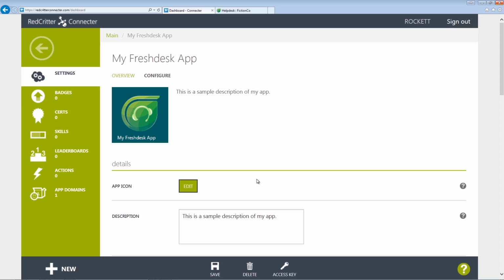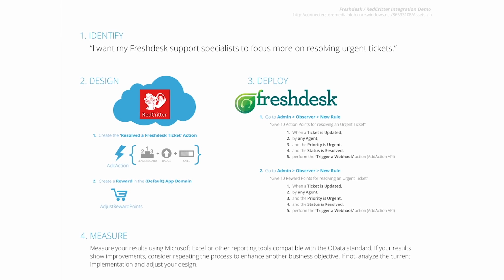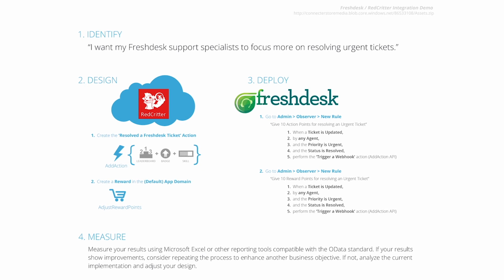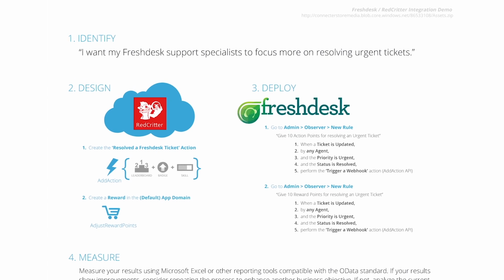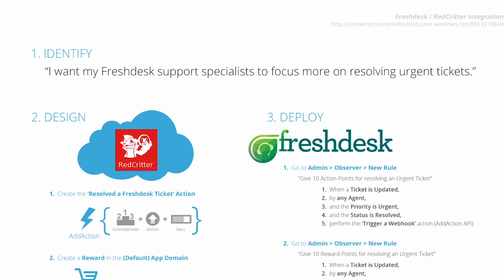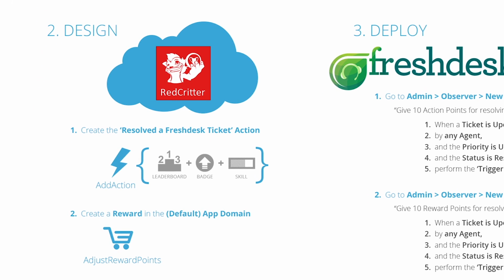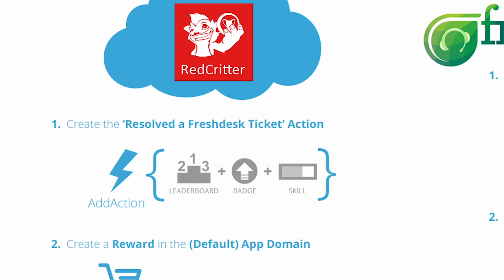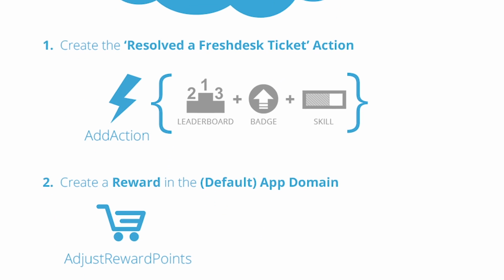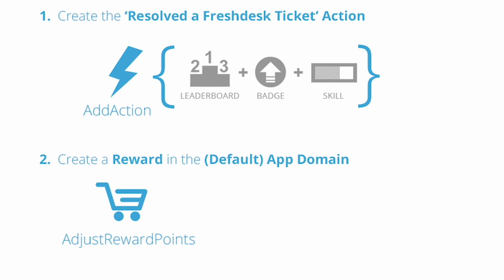So if I go to my illustration, you'll notice that I've identified kind of what I want to do with my implementation here. I want my Freshdesk support specialist to focus more on resolving urgent tickets. In order to accomplish that, I've designed a couple of things in RedCritter here. So I'm going to create an action that I'm going to trigger from Freshdesk. And within Connector, that's going to trigger a leaderboard, a badge, and a skill. And then secondly, I'm going to create a reward in my default app domain, which will let me give out reward points based on resolving urgent tickets in Freshdesk.